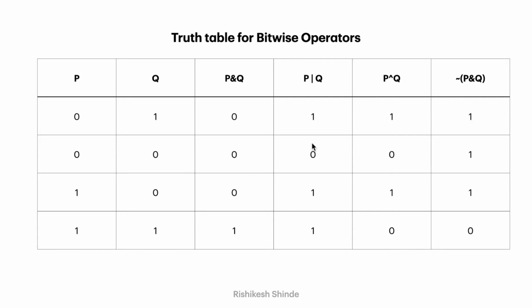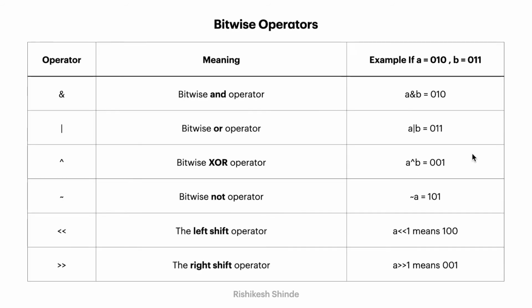So this is how this not operator works. Now, another two operators are the left shift operator and the right shift operator. These two operators are used for shifting the set bits. Now what is a set bit?